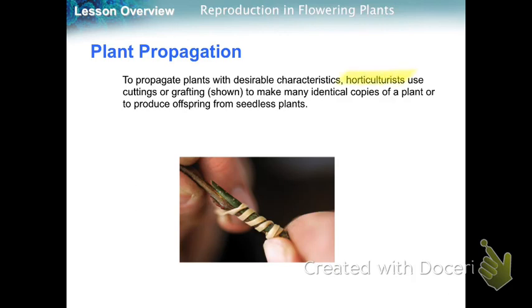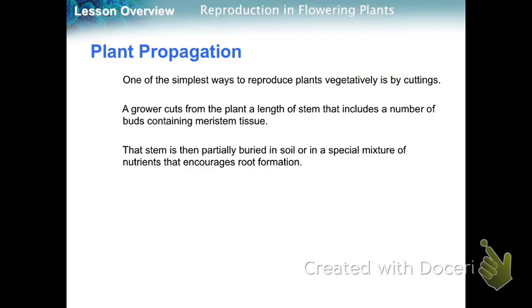Horticulturists, and this is an example, I guess, of artificial selection, a little bit of genetic engineering as well. To keep plants growing that have desirable characteristics, horticulturists use cuttings or grafting, which is what's shown in this picture, to make many identical copies of a plant or to produce offspring from seedless plants. So this is how we get seedless grapes, seedless oranges, or clementines, things like that.